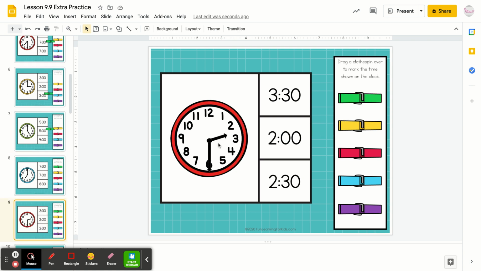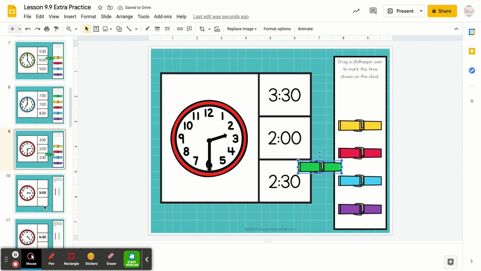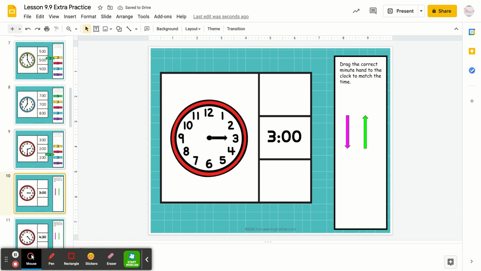How about this one? Halfway between the 2 and the 3. Right? So let's see. What number did it go halfway past? Went halfway past the 2. So instead of saying 2:30, we can say 2:30. That minute hand down at the 6. 2:30.